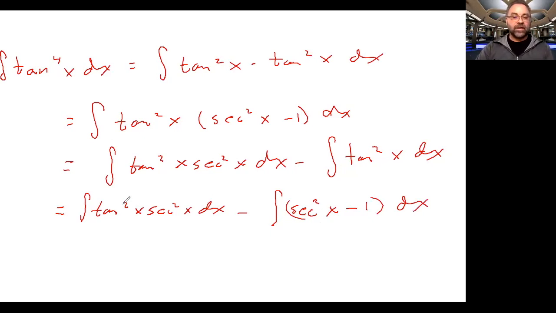Secant squared x minus 1 dx, which each of those integrals is easy to do on its own. So the big one is the first one. If we just let u equal tangent of x, then du is, of course, secant squared x dx. So we have that u substitution.